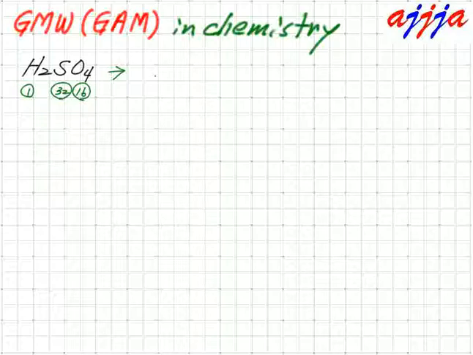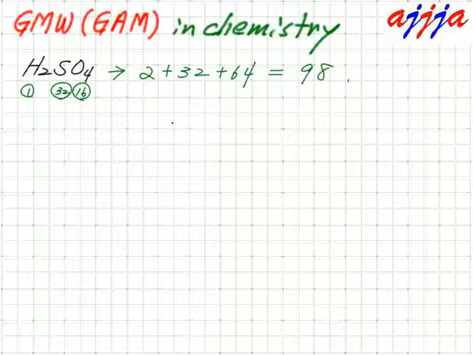That's right. We're talking about GMW, which is 2 times 1, that's 2, plus 32. What about 16 times 4? 64. Wait a minute. That means 64 plus 32 is 96, plus 2, 98 grams.